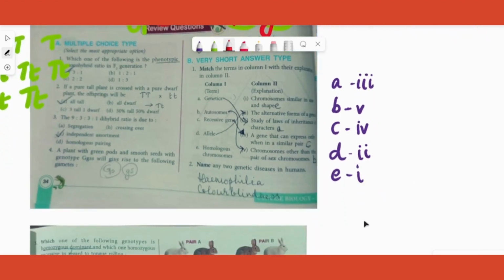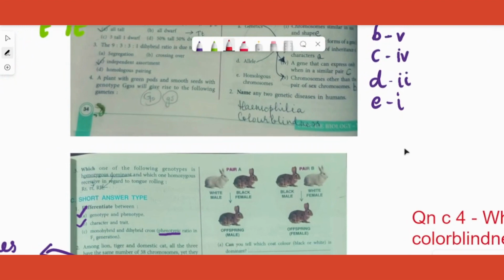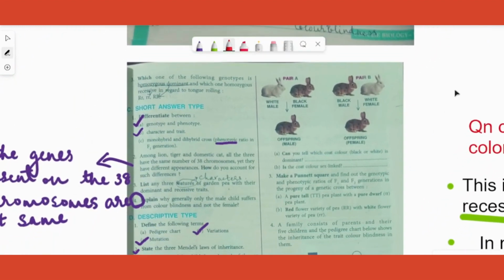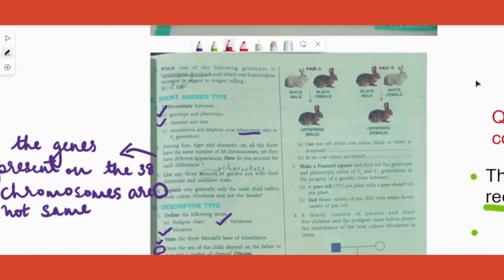Name 2 genetic diseases in humans. The ones that we have learned in the textbook are hemophilia and color blindness, but that is not it. There are many more which you probably will learn in a higher class. Next one, which of the following genotypes is homozygous dominant? Homozygous meaning both are same, and dominant is represented by the capital letter. So capital RR, and homozygous recessive is small r.